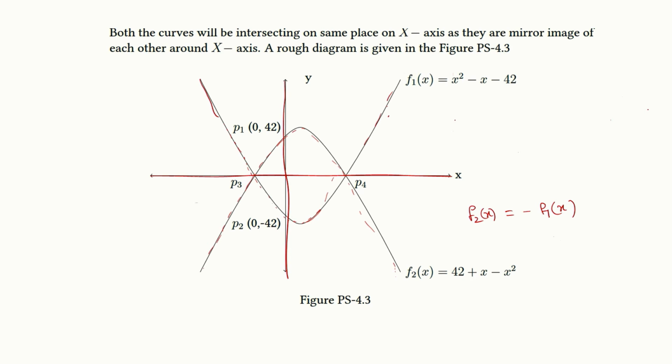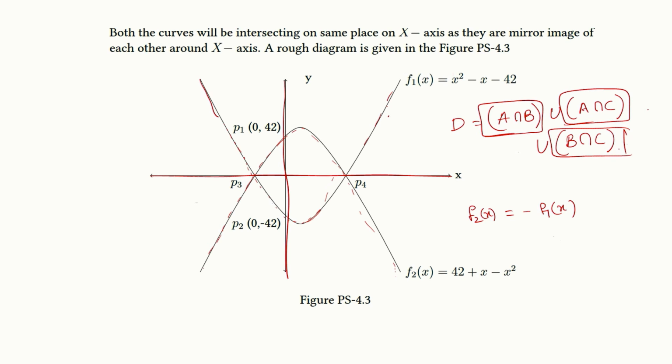Now we define a new set D as follows: A intersection B union A intersection C union B intersection C. We are not concerned about this set itself, but we are concerned about the cardinality of this set, that is the number of distinct elements in the set. So let's find the number of elements in A intersection B, A intersection C and B intersection C, and let's union them.